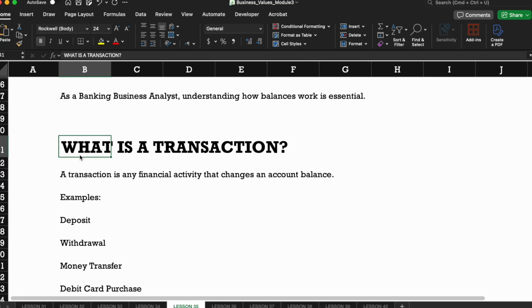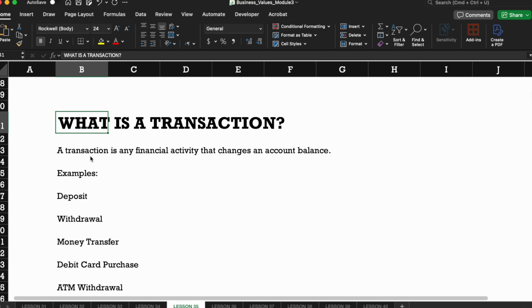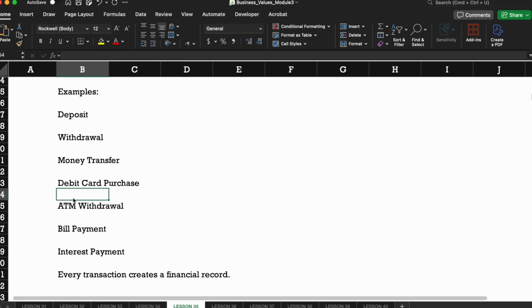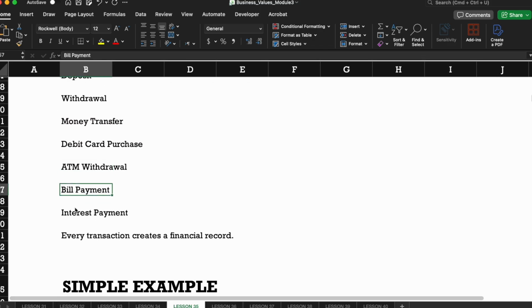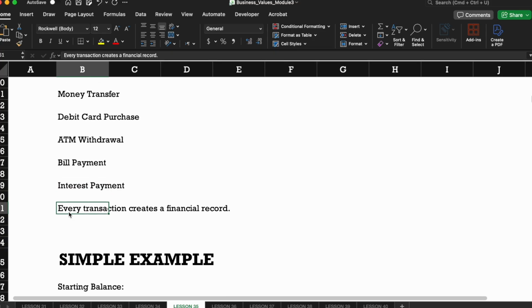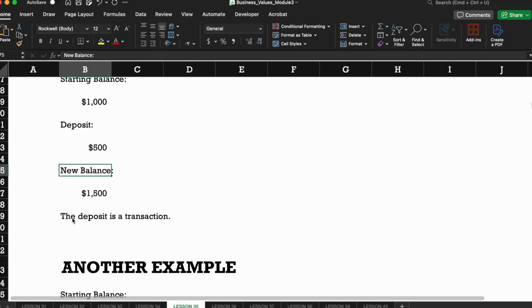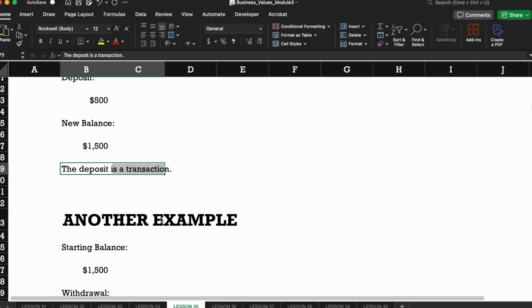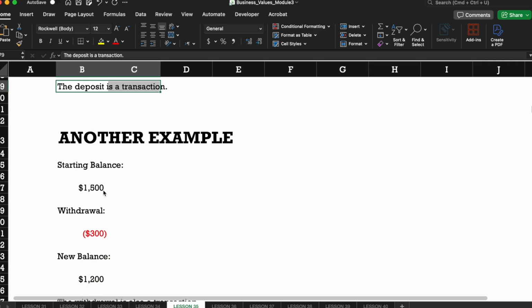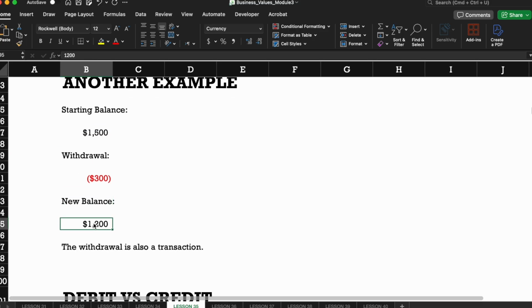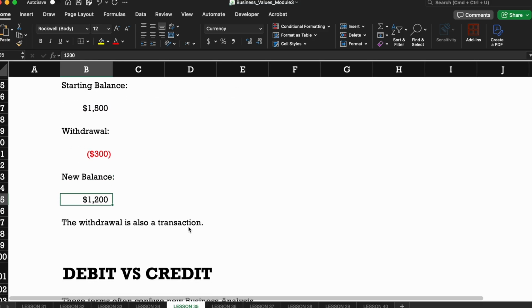So what is a transaction? A transaction is a financial activity that changes an account balance. For example, deposit, withdrawal, money transfer, debit card purchase, ATM withdrawal, bill payment, interest payment. Every transaction creates a financial record. Simple example: starting balance $1000, deposit 500, new balance 1500. That is a deposit transaction. Another example: starting balance 1500, withdrawal $300, new balance is 1200. So the withdrawal is also a transaction.